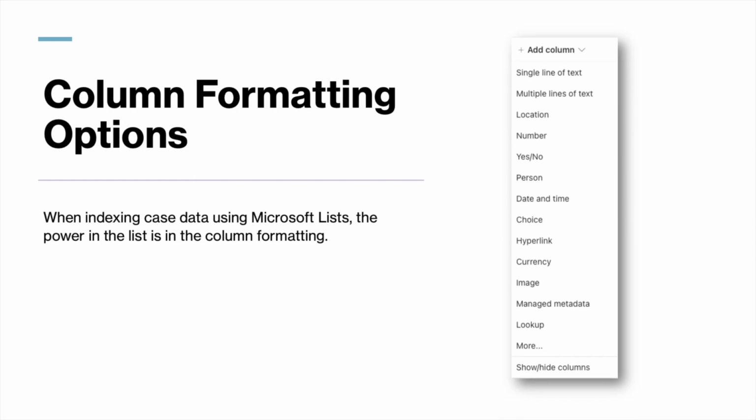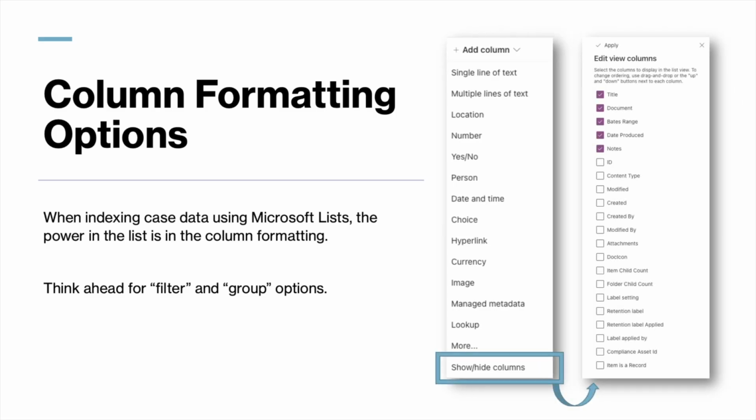So let's talk about column formatting options when we have created a Microsoft list. When indexing case data using Microsoft List, the power in the list is really through that column formatting. So think ahead for filtering and grouping options. When we're giving ourselves filter by and group by options, we're enabling ourselves and our team to hone in on the data that we need, remove the data that we don't, and narrow our focus down to pull or look at things that we only need to be focusing on in that moment.